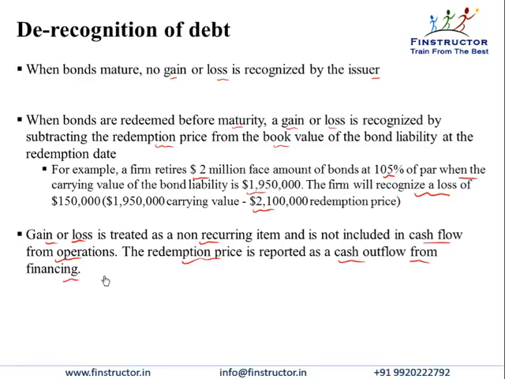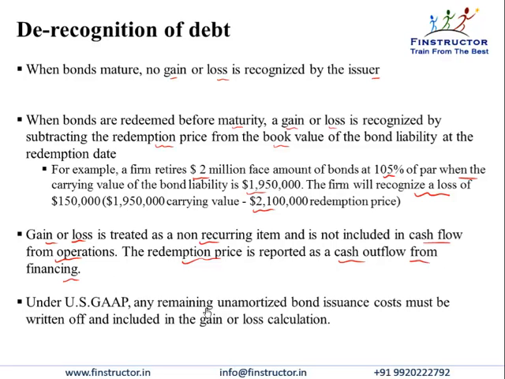In the case of US GAAP, if we have any remaining unamortized bond issuance costs, then these must also be immediately written off or included in the gain or loss calculation.